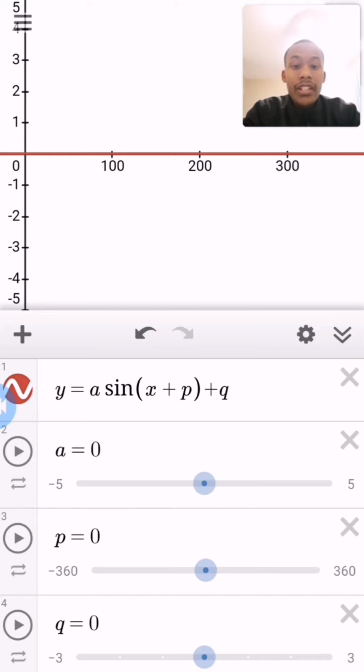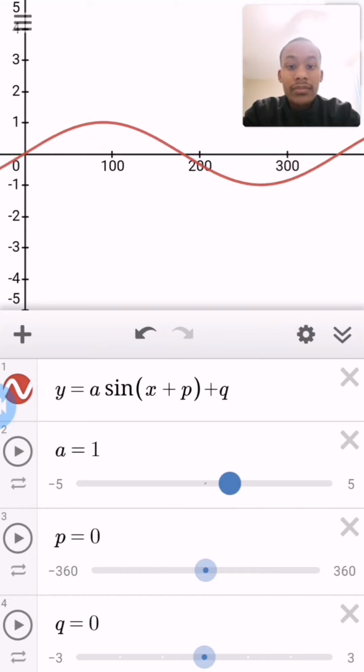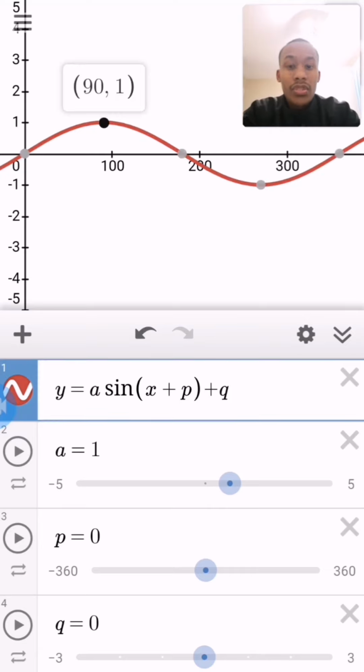Okay, so we are quickly going to see what happens when I increase a's value. So a's value currently is at 0, that's why we have a straight line. But we'll see what happens to the graph when we increase a's value to 1. Okay, so this is the normal sine graph. You can see it has an S shape like that, starting at 0, going up to a maximum point of 90 and 1, and then down to a minimum point of 270 and -1.